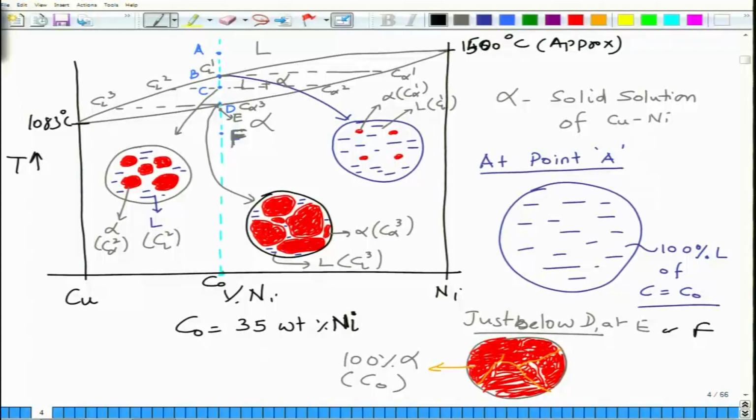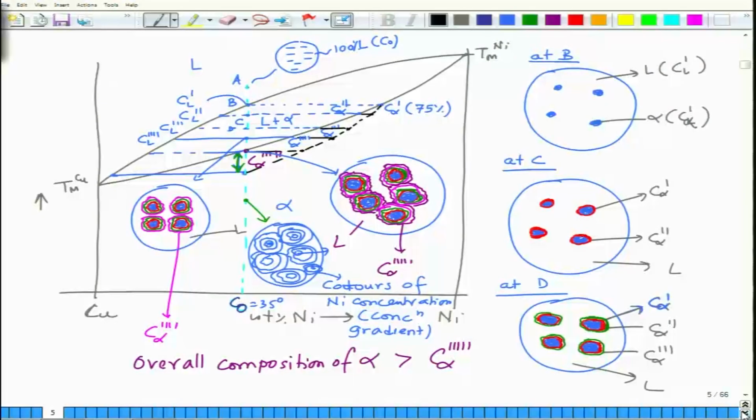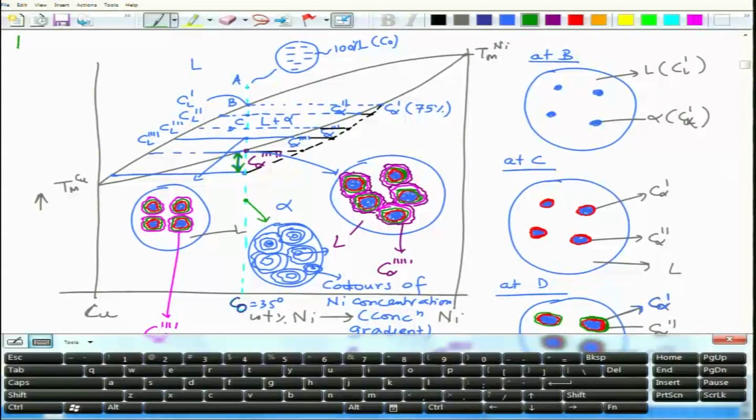So this is under conditions when cooling happens in a very slow manner, where solid composition is able to equilibrate itself as a function of time and temperature. Now what happens under real conditions is non-equilibrium cooling. Under real conditions, the solid is not able to equilibrate itself with the next formed solid.